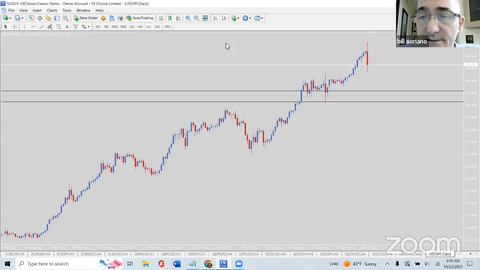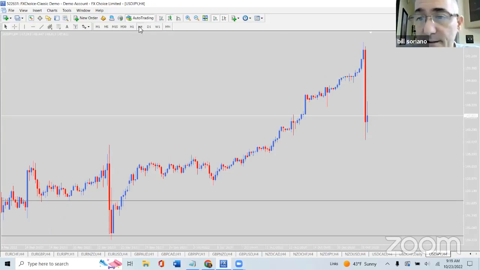On the daily, you can see this has been in an uptrend, and it's also in an uptrend on the H4, the 4-hour. Now we did have this big move down on the 4-hour chart that breaks structure here. So this is a change of character, because it did make this big move down.